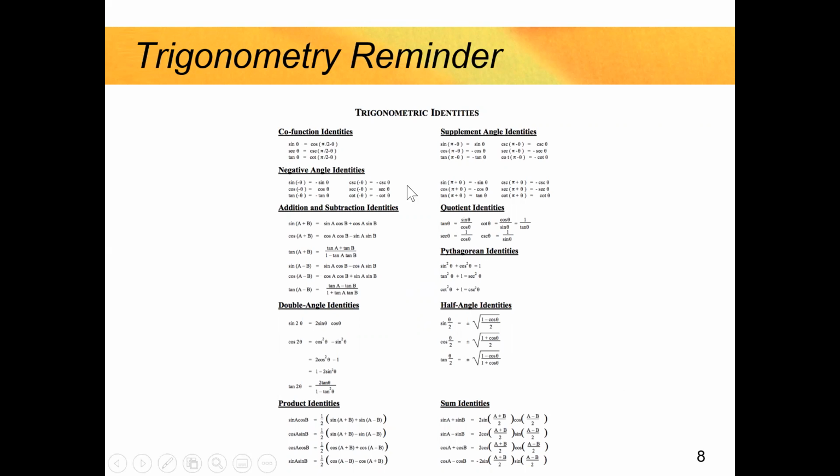Trigonometric identities, all the stuff we've covered so far will be in use during this chapter, because chapter 5 really was just to get us to chapter 6. That's kind of it right there. All right, let's keep on going.